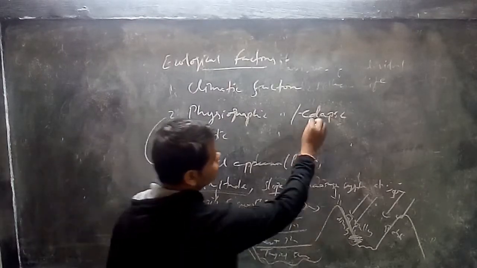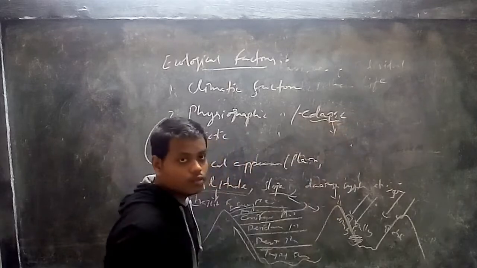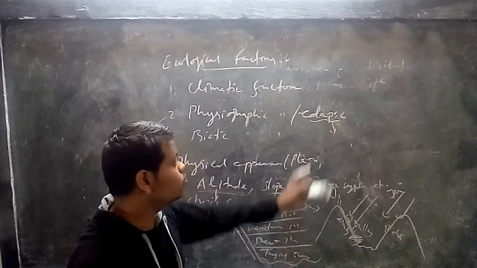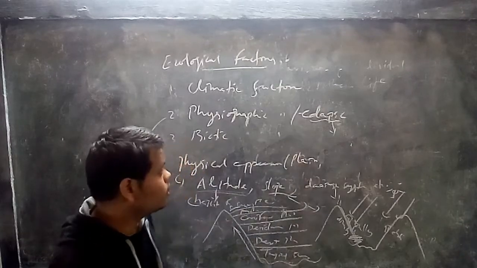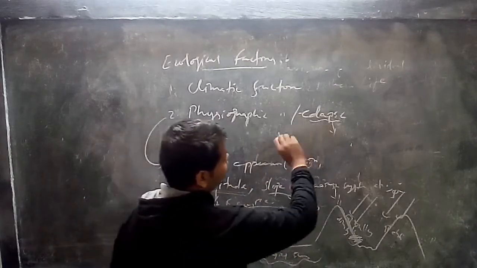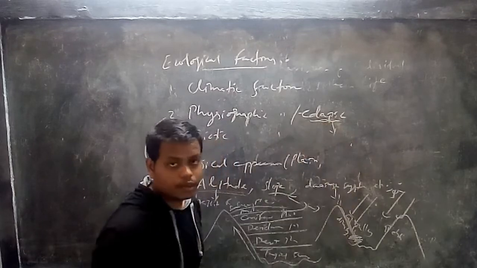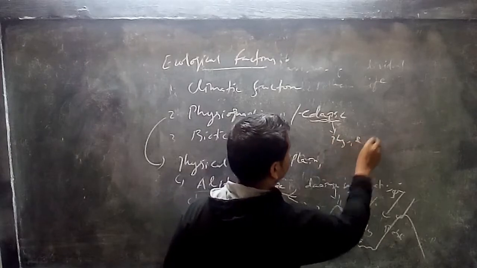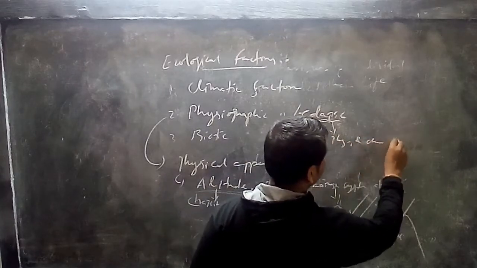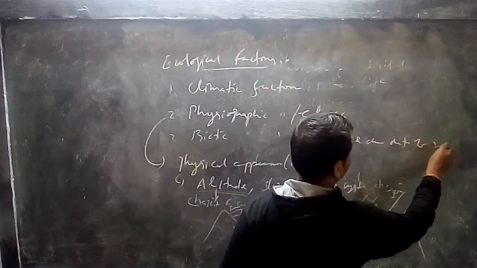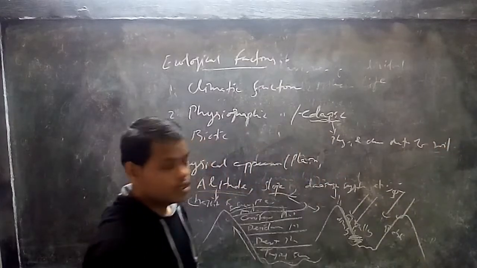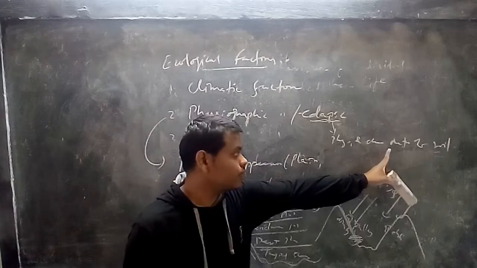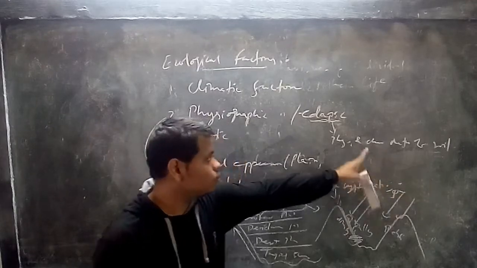Then another is written there, Edaphic factor. In some books, physiographic factor and Edaphic factors are written separately; in some books, it is mentioned in one term, in one point. Edaphic factors refer to the physical and chemical nature of soil. Without soil, a plant cannot survive. Maximum plants cannot grow or survive without the soil.